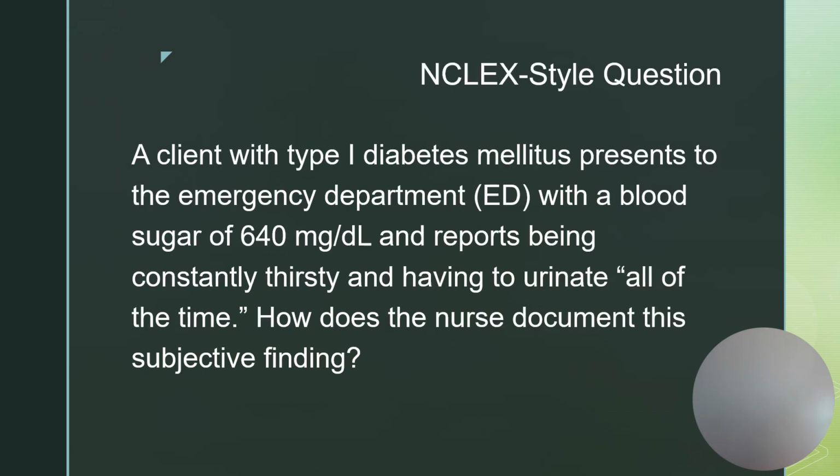We have a client with type 1 diabetes mellitus presenting to the emergency department with a blood sugar of 640 and reports being constantly thirsty and having to urinate all of the time. How does the nurse document this subjective finding? What is this question asking? Well, remember, subjective is what the client states. The client is constantly thirsty and having to urinate all the time. That's what the client stated. So, what is increased thirst and urination?